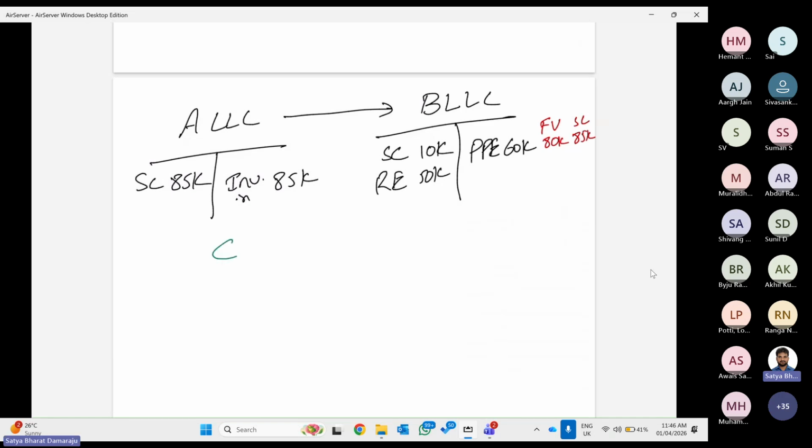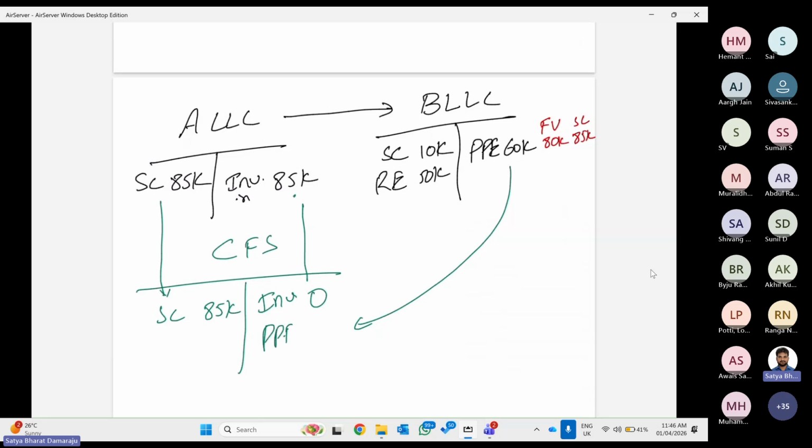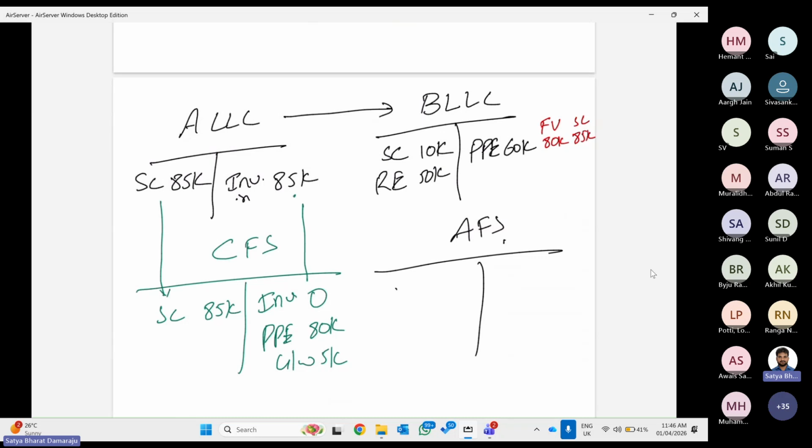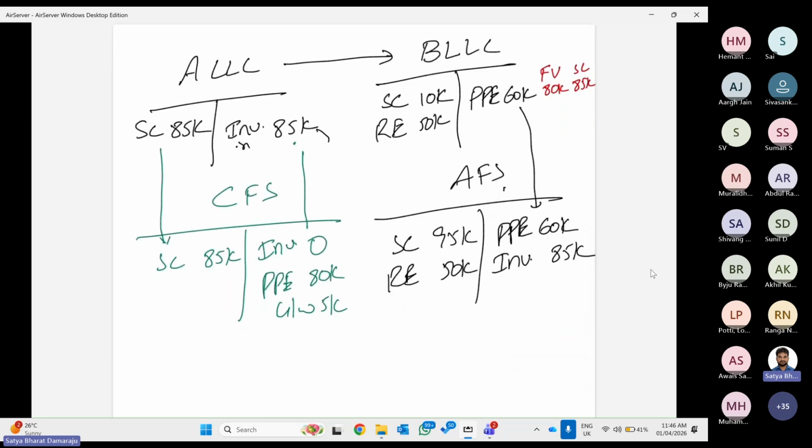CFS we have prepared. When you are preparing the CFS as per IFRS 10, we will bring in the share capital of 85K, and the investment will be completely ignored, 0. From here, we will take the fair value, 80K, and the balance as goodwill, 5K. But then we understand AFS does not entertain all that. For AFS, you have to consolidate everything. Share capital, make it 95K. Retained earnings, show as it is, 50K. PPE, exactly the book value. And then the investment also you have to present, 85. This is how we have done it.